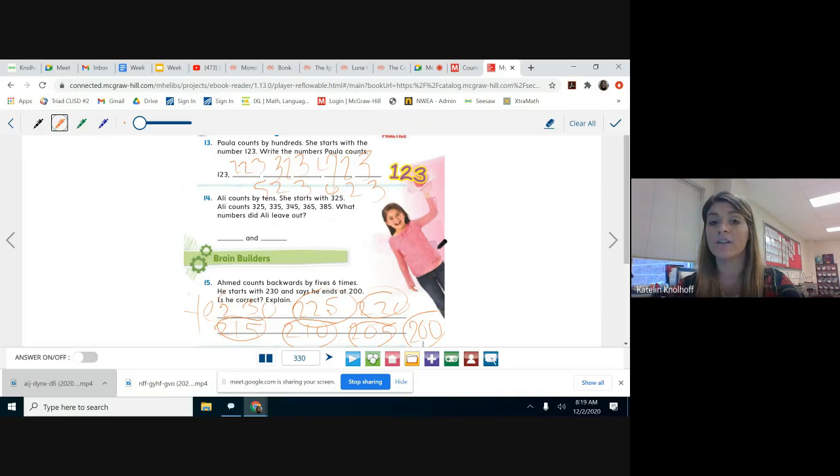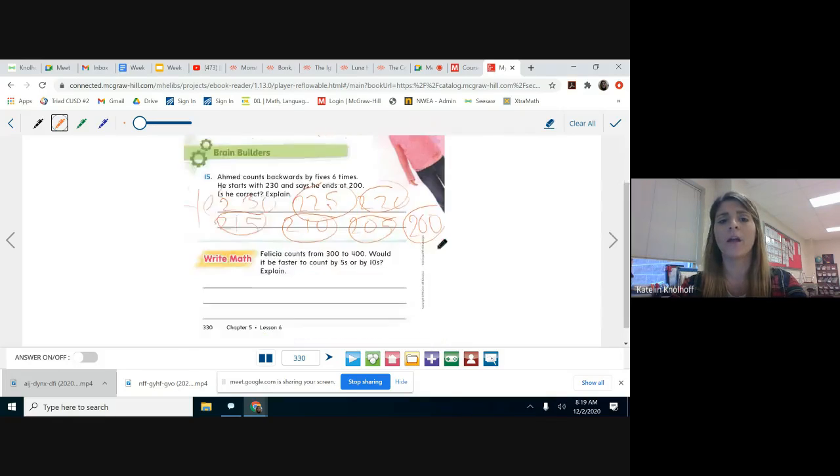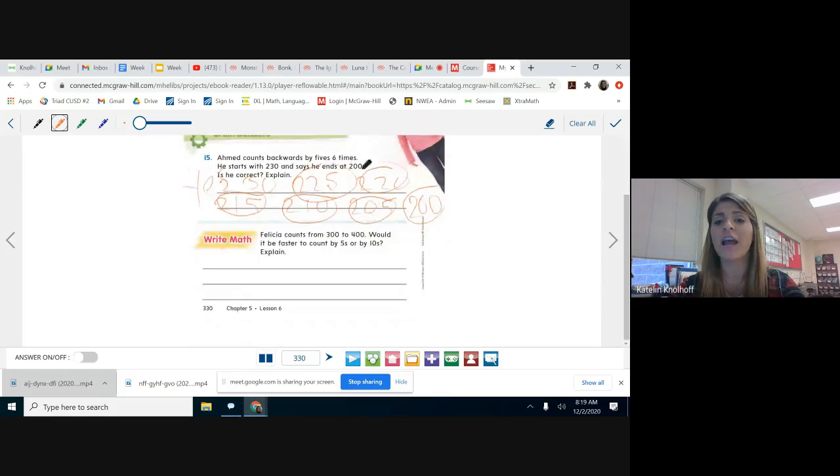So when you look at your pattern, your tens place, it should be going up by 1 each time. So figure out which one is not going up by 1s. Which ones are we missing? Okay, write math. Felicia counts from 300 to 400. Would it be faster to count by 5s or count by 10s? Explain. Hey, you're going to go on to finish 329 independent practice, your 2 word problems, and your homework.